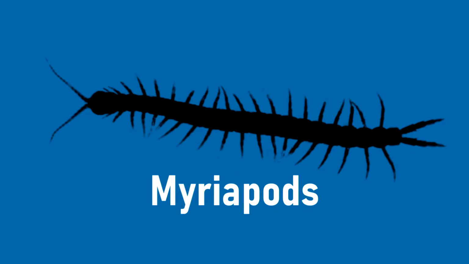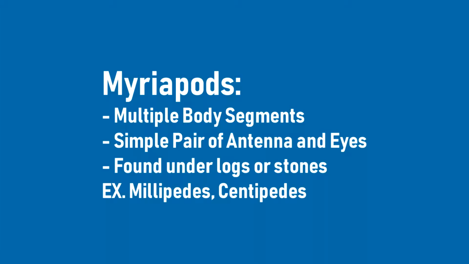The second subphylum of arthropods that we will discuss is myriapods. Myriapods are arthropods that have multiple body segments, each with a pair of legs. Myriapods have a simple pair of antennae and eyes and are usually found under logs or stone. Some common examples of myriapods are millipedes, centipedes, and pauropoda.